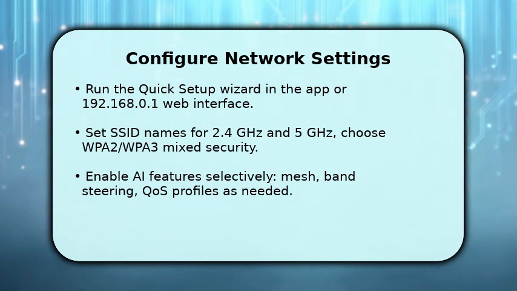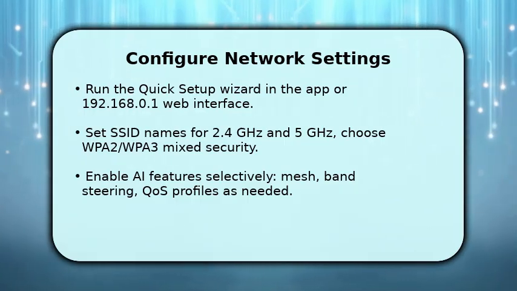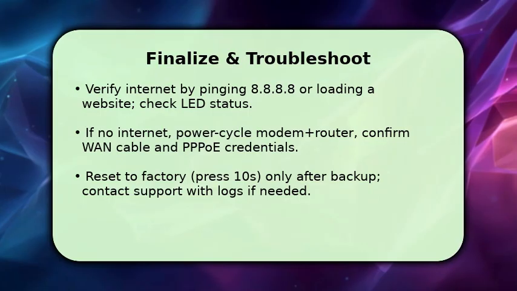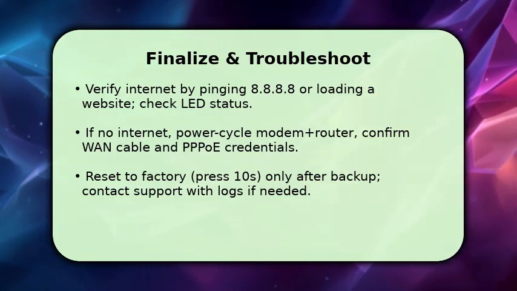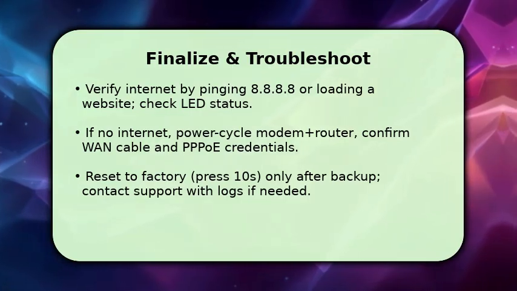You finish by validating connectivity and addressing common failures. Test internet access from multiple clients and confirm the dashboard shows an active WAN IP. This proves upstream link and DHCP or PPPoE credentials are correct.